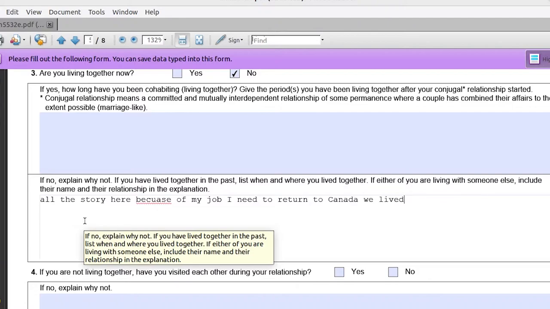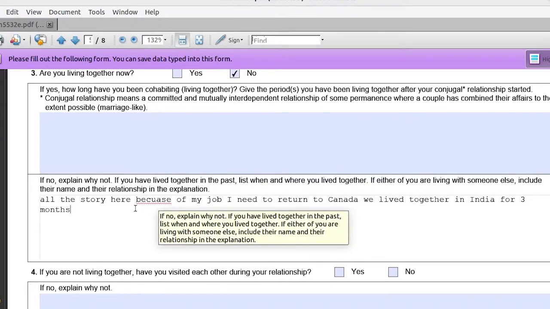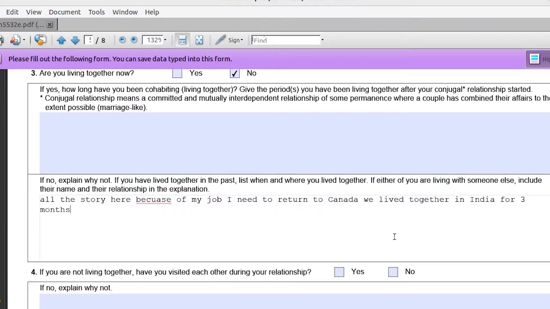We lived together for 3 months. You can also add the dates and months, when did you live together. And if you see you have more space to add more lines, and you can describe your situation very well, you need to write here.